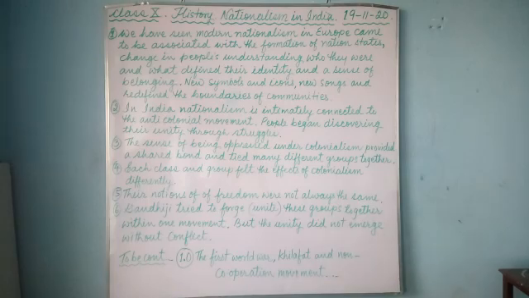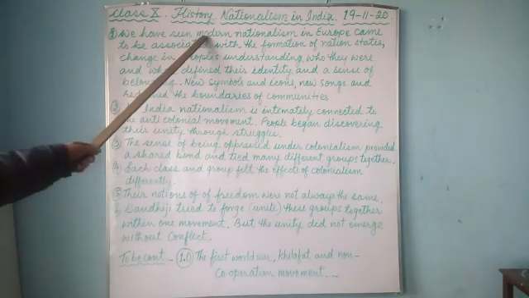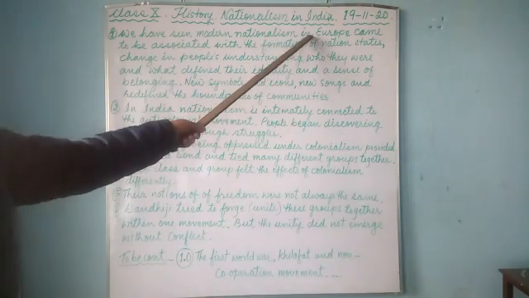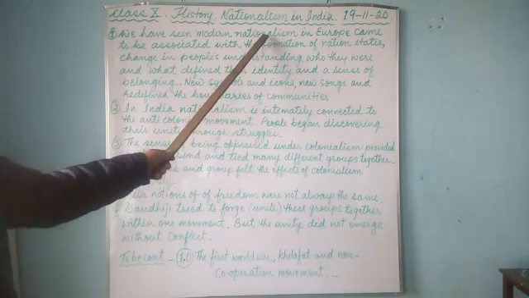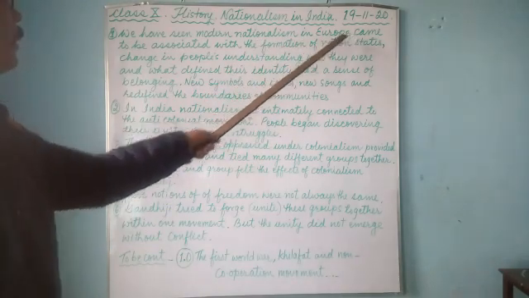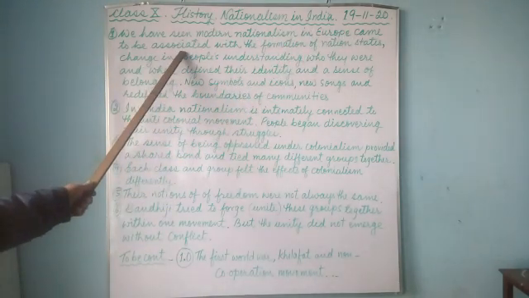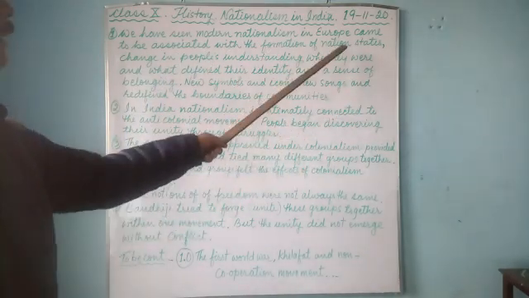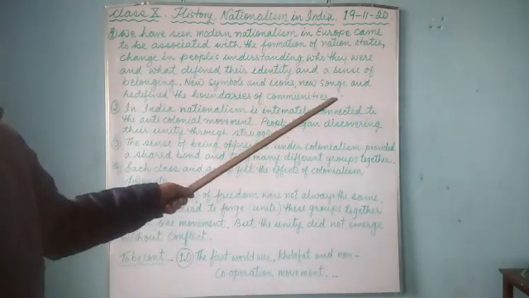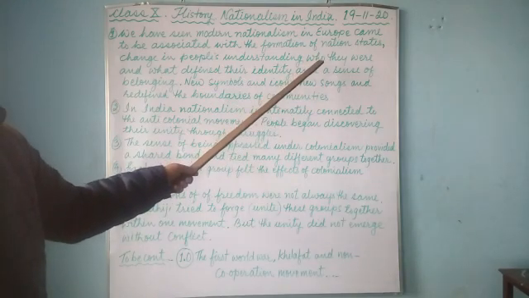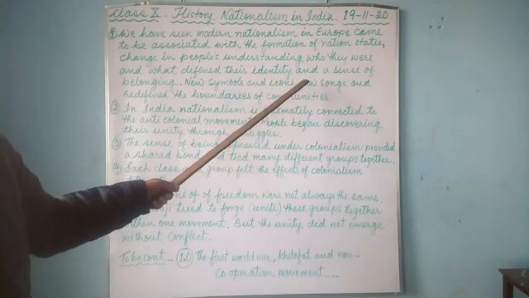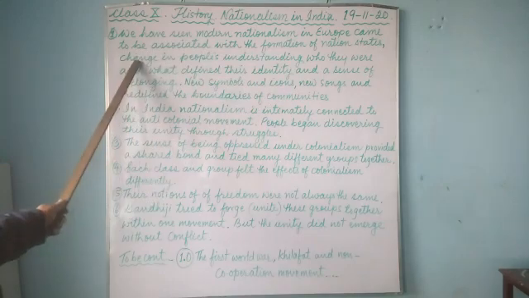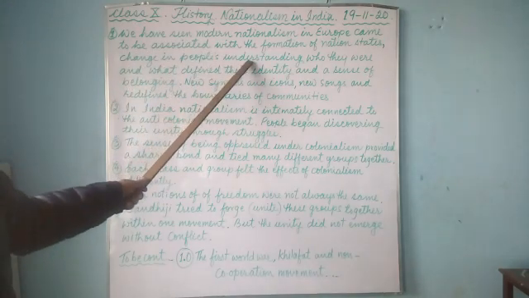Listen carefully. We have seen modern nationalism in Europe. In Europe, nationalism started after the French Revolution. During the French Revolution, nationalism in Europe came to be associated, meaning connected, with the formation of the nation state. Nation state means independent countries free from despotic rulers, and a change in people's understanding.